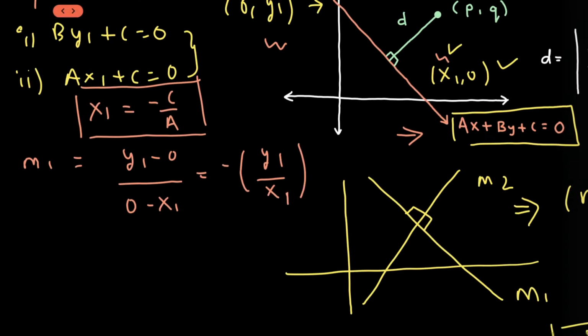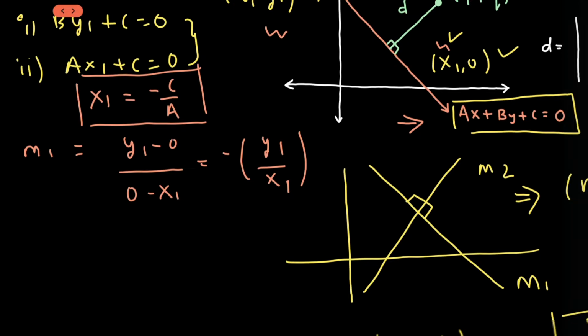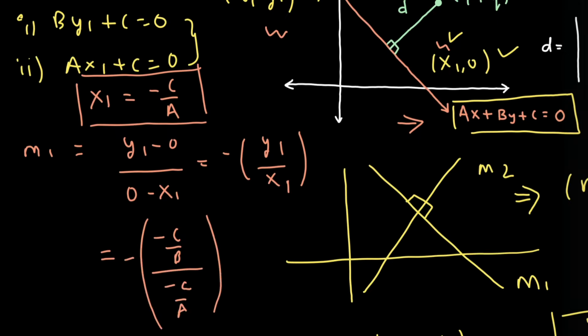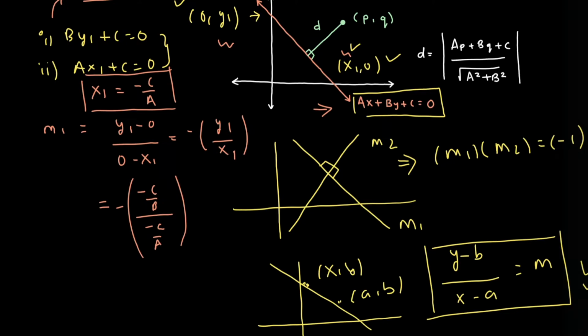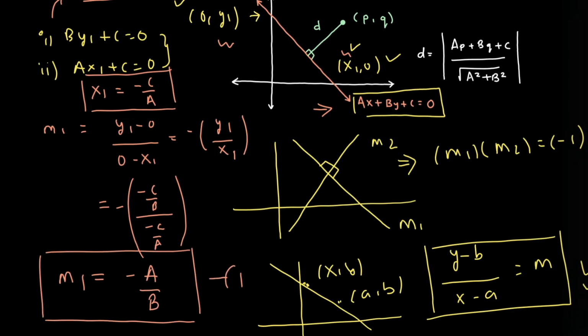So that would be a better thing than carrying on y1 and x1. So putting that value, negative c upon b divided by negative c upon a, and all this thing again negative. So finally the slope of the orange line that we are denoting as m1 will turn out to be negative a upon b. This is an important equation and I will label it as equation number 1.